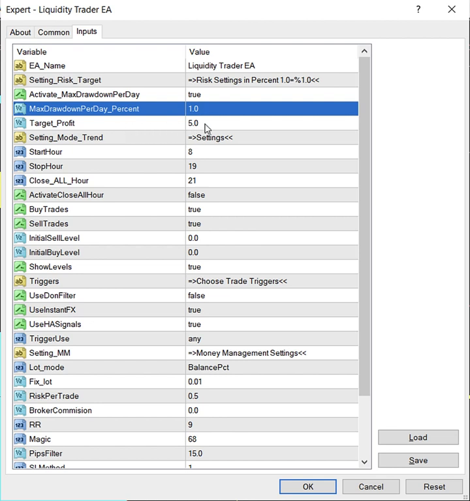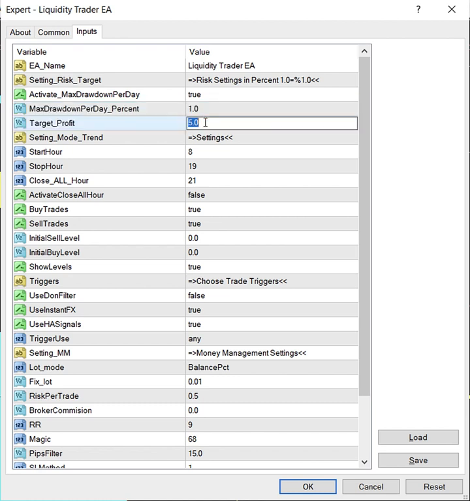Now the target profit here is also in percent. So you can choose if you want to have like 5% per day maximum profit, and then everything will be closed, or 1. After these are reached, it will stop trading for that day. Now the starting time is per hour, so you can choose at what time it will start and at what time it will stop trading. And if you want to activate the close all hour, close all at a certain hour, like if you want to close all trades at night, like 21, you can have this, and then you can activate this to true.